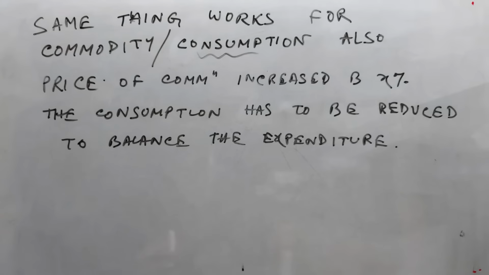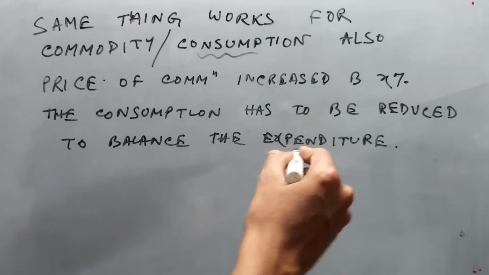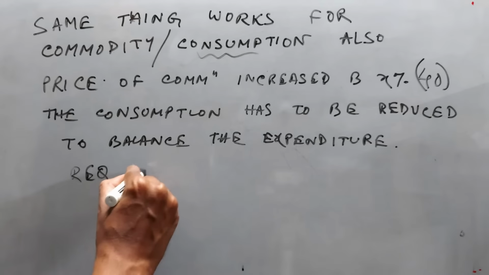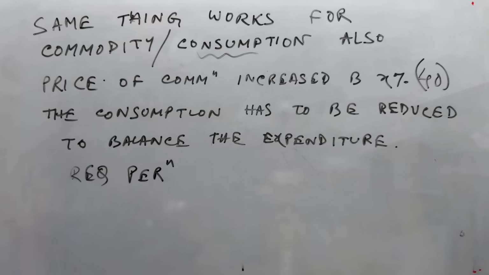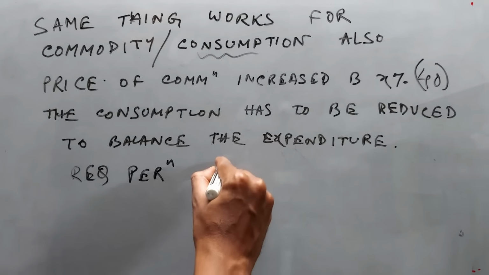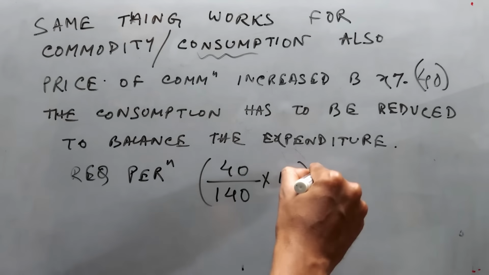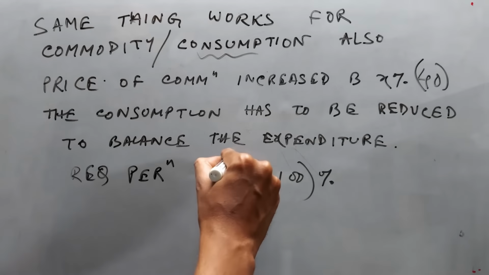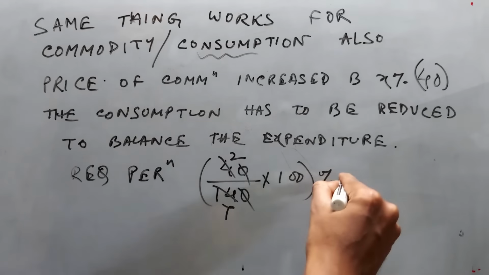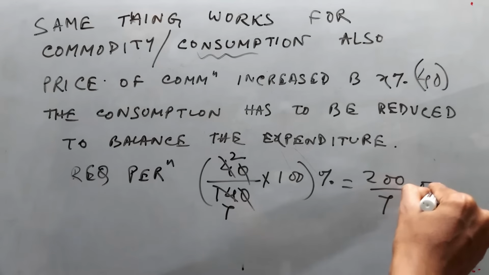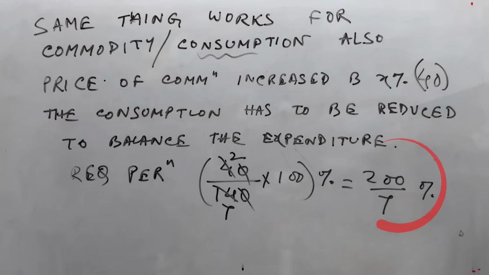Let's take a small example, like say commodity price has been increased by 40%. So the consumer has to reduce the consumption to balance the expenditure. So what will be the consumption decrement percentage? Simple. Required percentage is less. Definitely x is 40 and 100 plus x is 140 into 100%, right? This is 2, this is 7, so this is equal to 200 by 7. Now you can simplify this fraction, right?